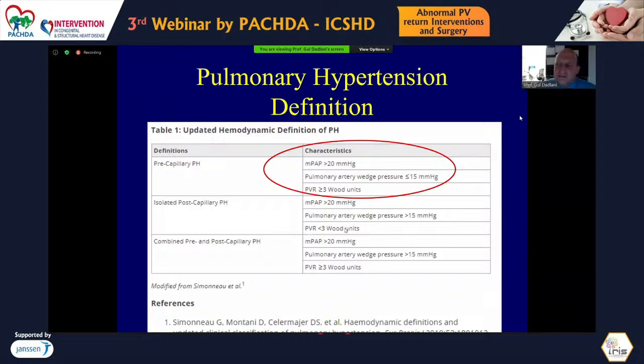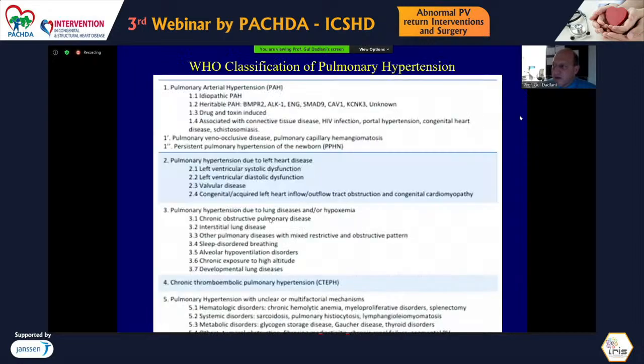Number 3 is patients who have developmental abnormalities of the lung, so this will be our premature infants. Group number 4 is our thromboembolic disease, and number 5 is patients who have multifactorial disease, such as connective tissue processes, sarcoid, and those processes, which are much rarer in children.